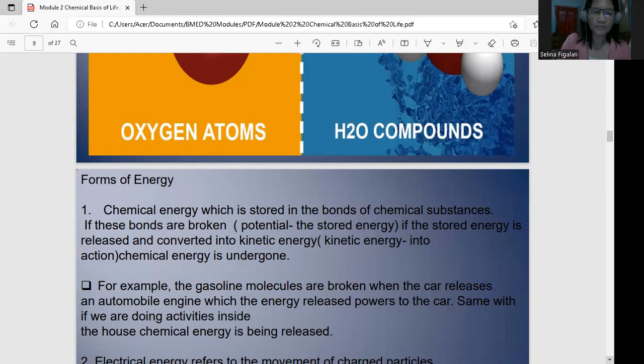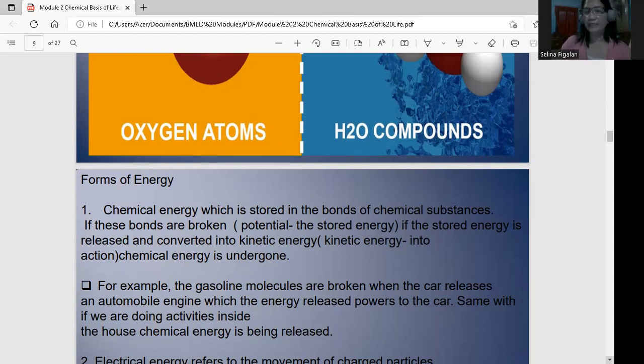Okay, sabi niya, for example, the gasoline molecules are broken when the car's automobile engine releases power. So pag non-living example, di ba? Ang gas ay nandun, nasa loob siya ng tangke. Okay, the release of the power of the car, pag ang engine ay ginalaw. Okay, so from potential energy to kinetic energy. That is the reason why ang sasakyan ay nag-move.